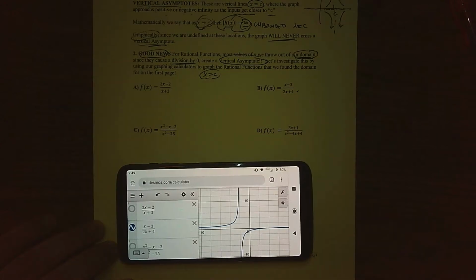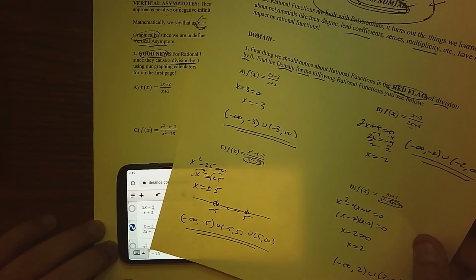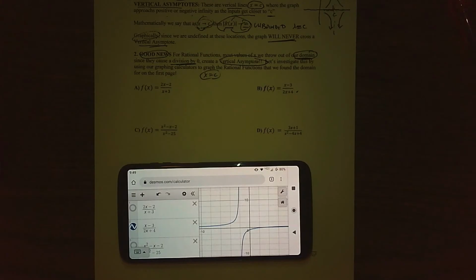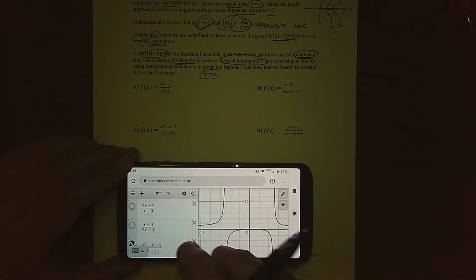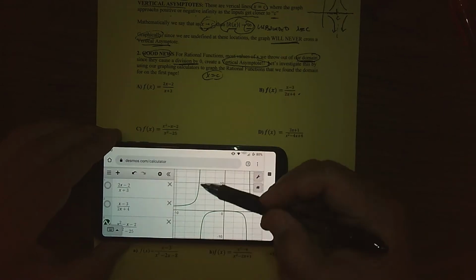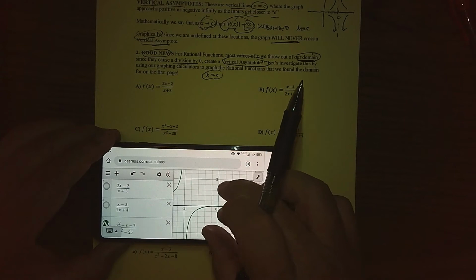For the next one, what we have is we found there's actually two values that make the denominator 0, plus and minus 5. So what I expect to see out of this graph when I turn to the technology is two vertical asymptotes, one occurring at -5 and the other one occurring at +5, and that's exactly what we see. Let me zoom in a little bit.